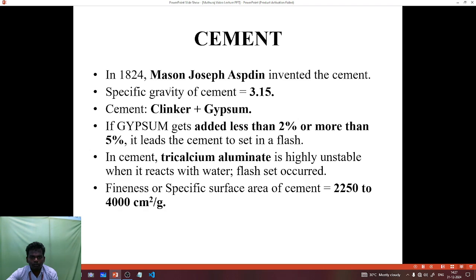In 1824, the mason Joseph Aspdin invented the cement. The specific gravity of cement is equal to 3.15. For extracting the cement, the clinker should be added with gypsum. If gypsum is added less than 2% or more than 5%, it leads the cement to set in a flash. In cement, tricalcium aluminate is highly unstable when it reacts with water, so flash set occurs. The specific surface area of cement is 2250 to 4000 centimeters square per gram.